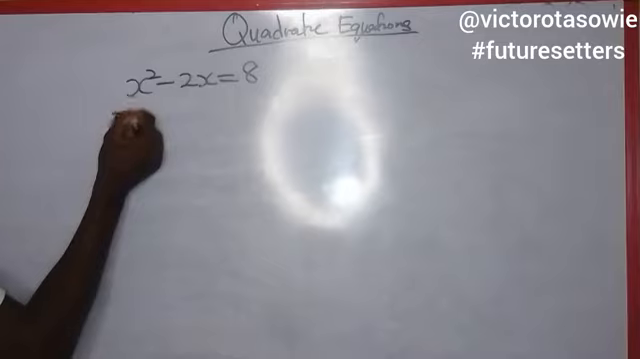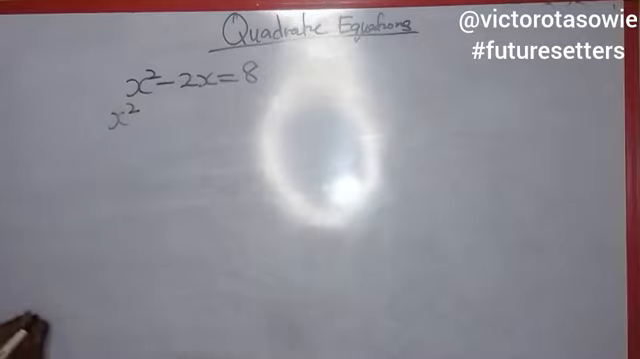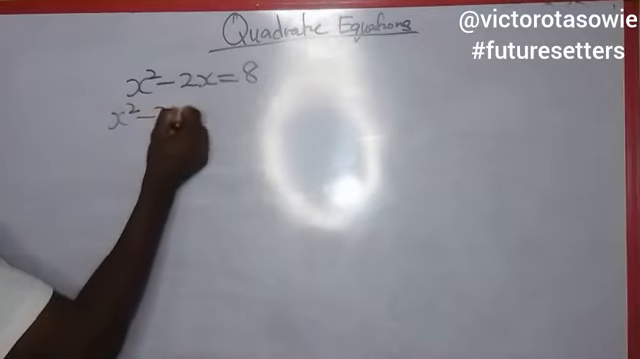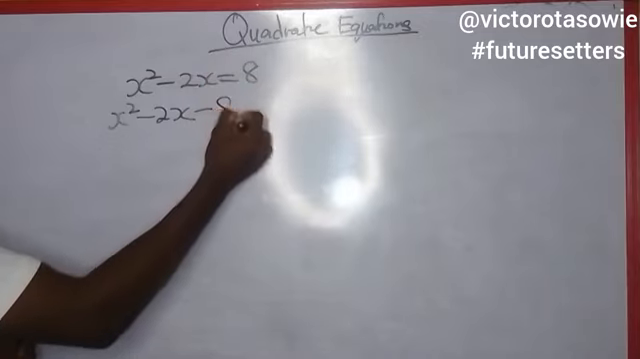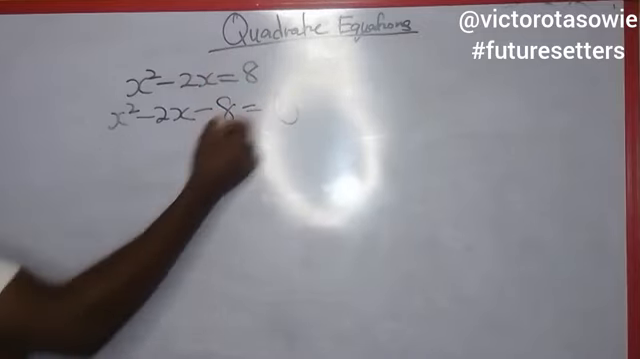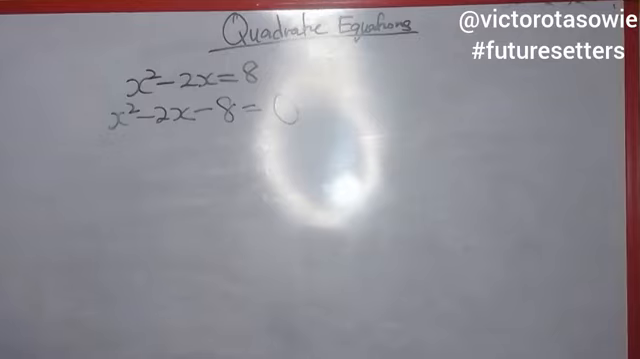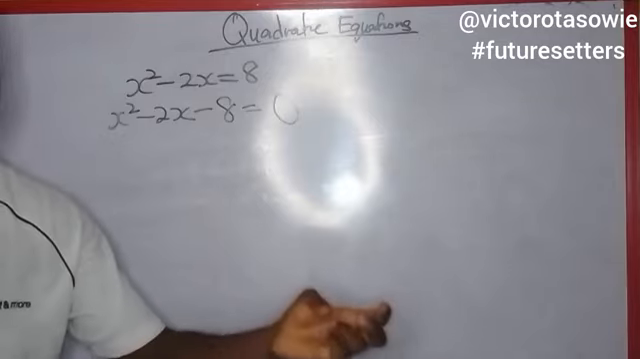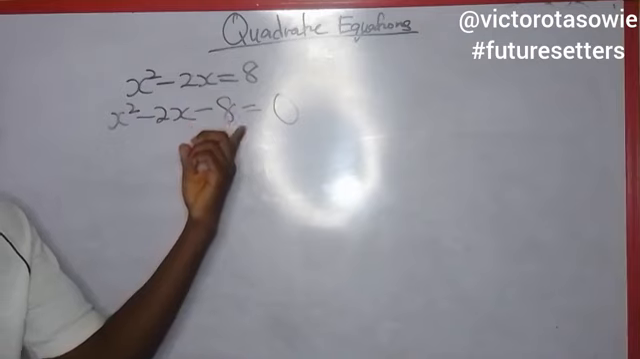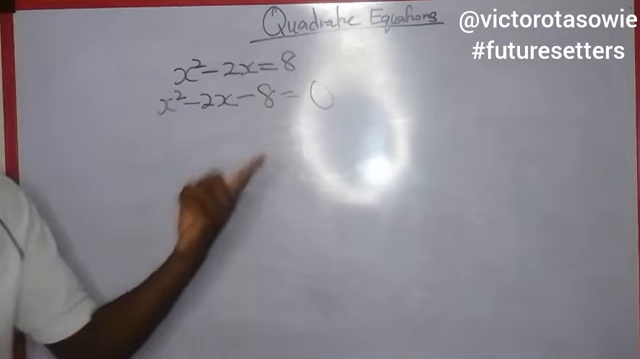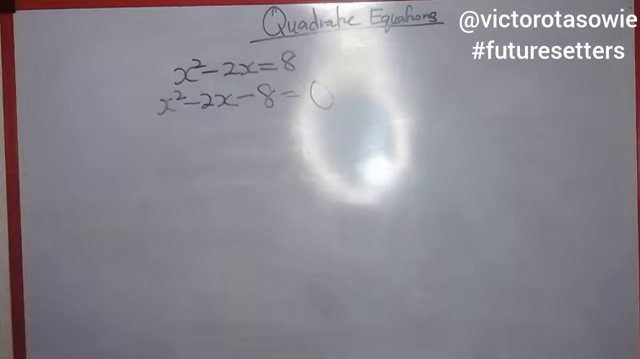So we have x squared minus 2x. 8 is plus, so plus coming to the other side will become minus. Minus 8 equal to 0. Like I said, find two numbers you can add to give you what? 2, and two numbers you can multiply to give you what? 8. So let's break 8 down.